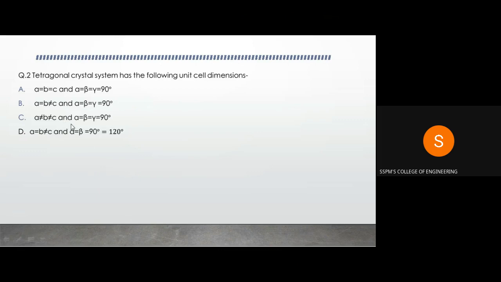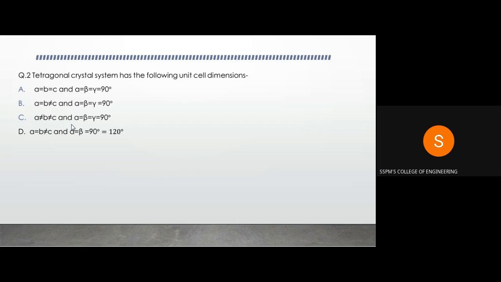Next is: the tetragonal crystal system has which of the following unit cell dimensions? First I will explain the chart. How to remember the chart? Tetragonal is the third number in the chart. So, for tetragonal, the axial distances are a equal to b not equal to c, and alpha, beta and gamma are equal to 90 degrees.